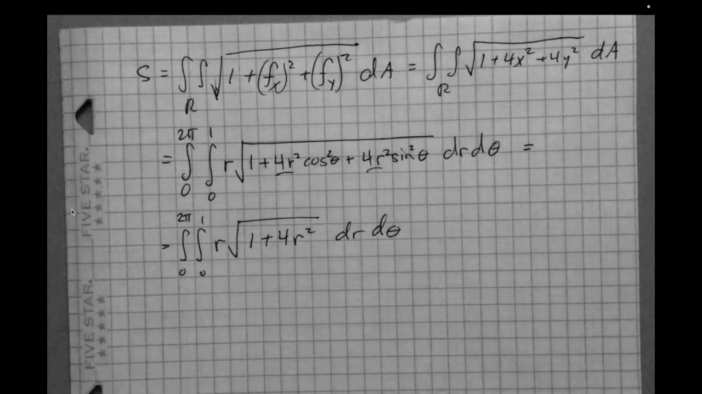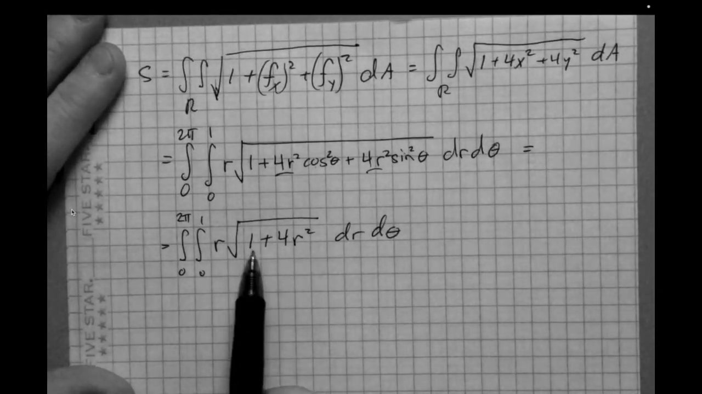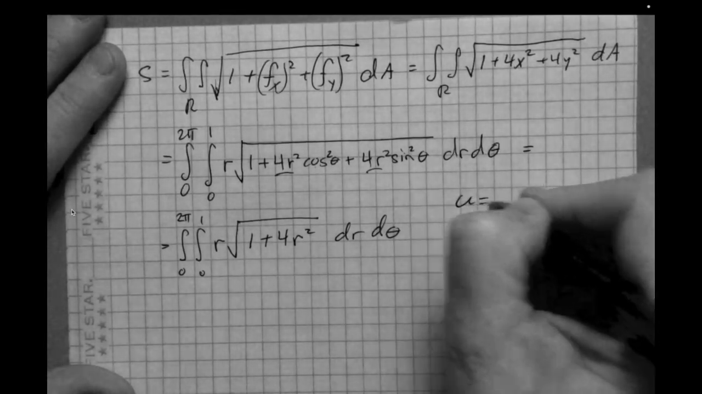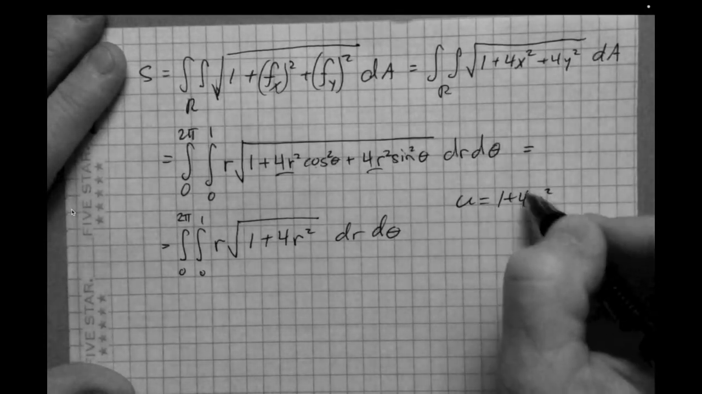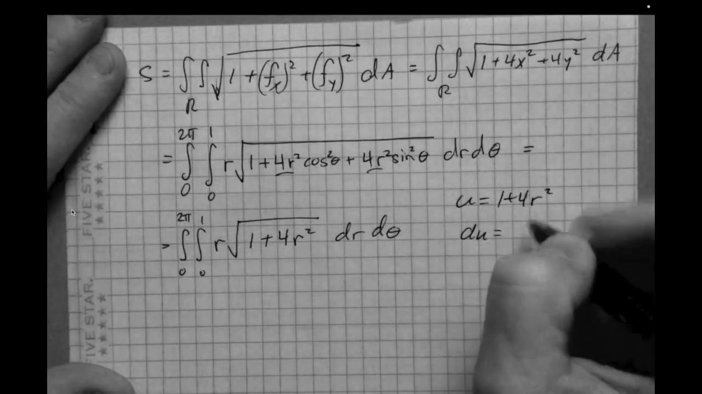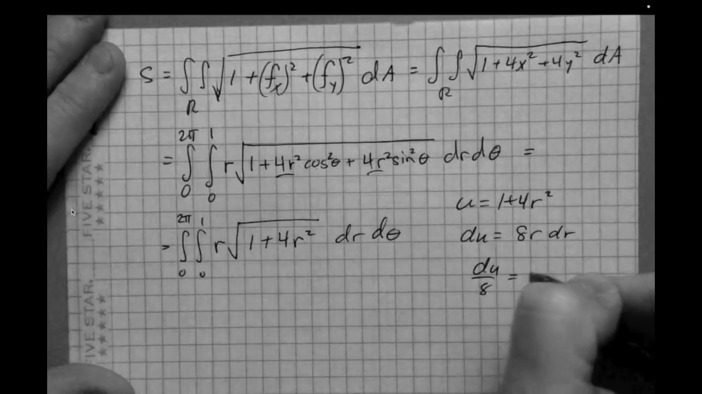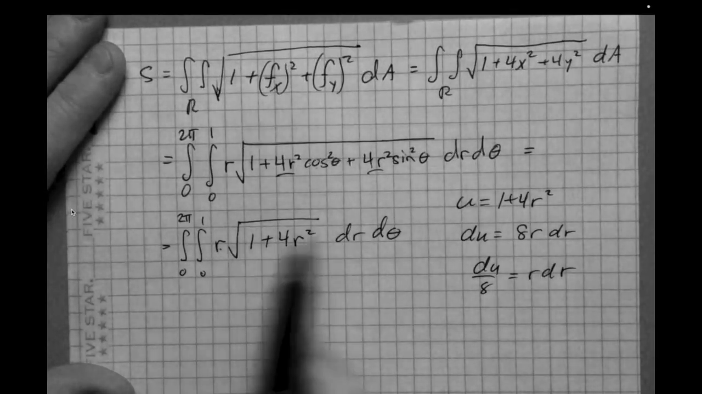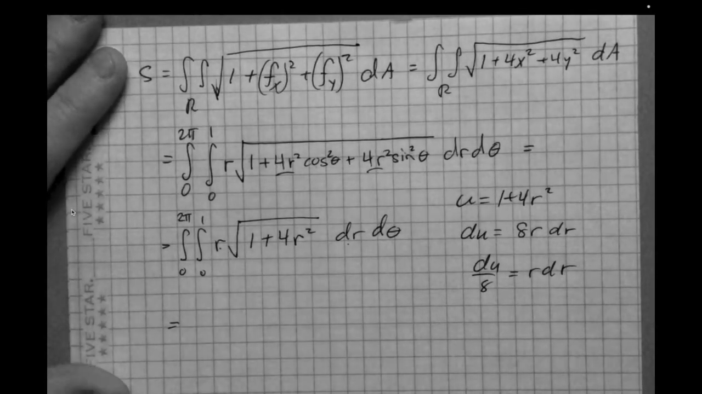Okay, and can we integrate this? Yeah, we can use a u substitution on this. You could use u equals 1 plus 4r squared, right? And so just to look back at that for a second, u equals 1 plus 4r squared, then du is equal to 8r dr, and du over 8 equals r dr. So you have the r dr here, and then this is just square root of u, right?